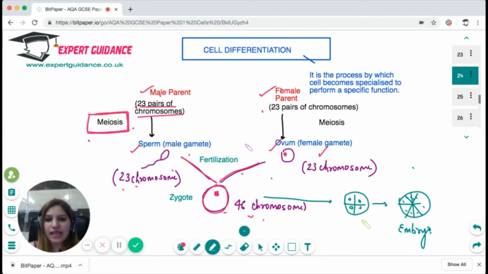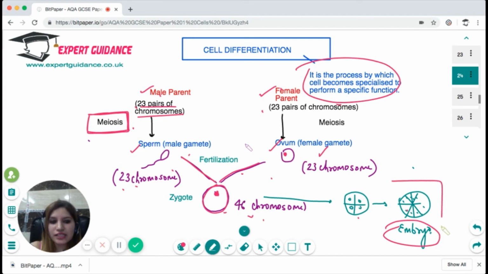Now the zygote divides into 2, 4, 6, 8 and many cells and forms an embryo. Now at this stage, the entire cell mass is unspecialized. It has no function. We do not know which part of the cell will form the digestive system, which part of the cell will form the circulatory system. After that, the process of cell differentiation begins.